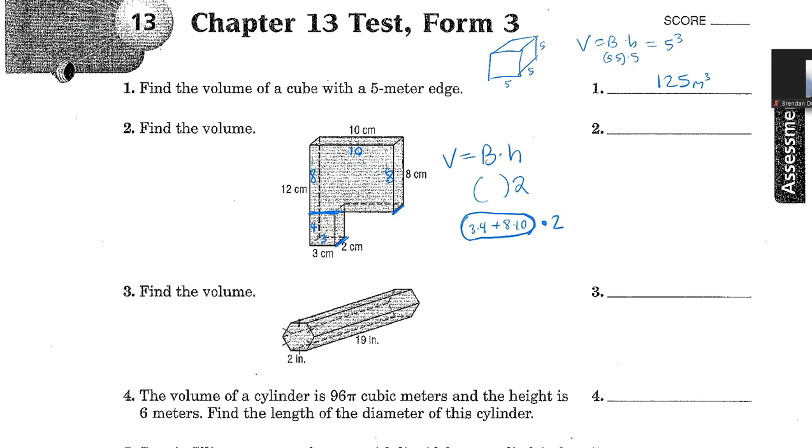Or you could have seen it as 2 separate prisms. Like here's a prism 3-dimensionally, and then in a separate color, here's a separate 3-dimensional prism. You could have done it like that. I just like doing it as one big object. So 12 plus 80, that's 92 is the area of the base, times 2. So that's 184 cubic centimeters.